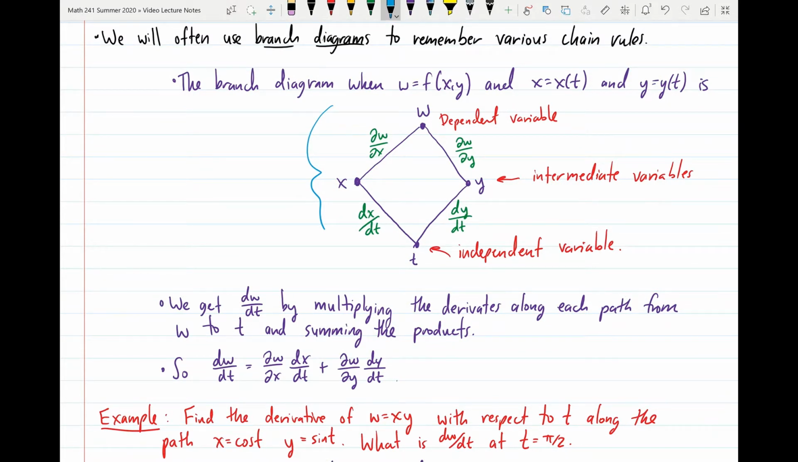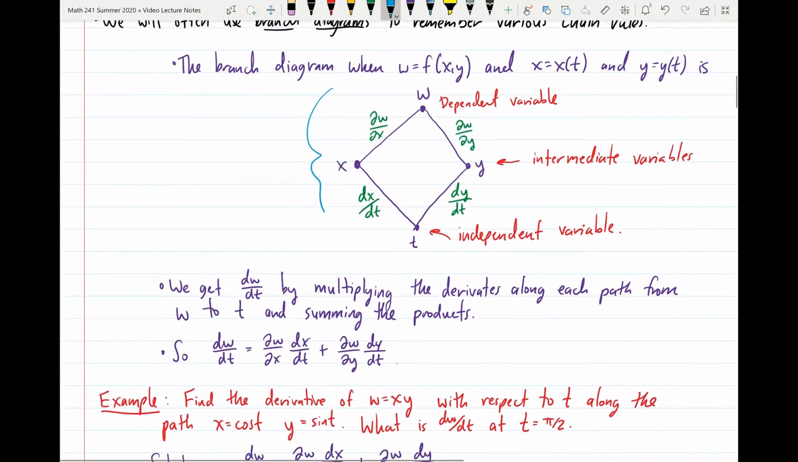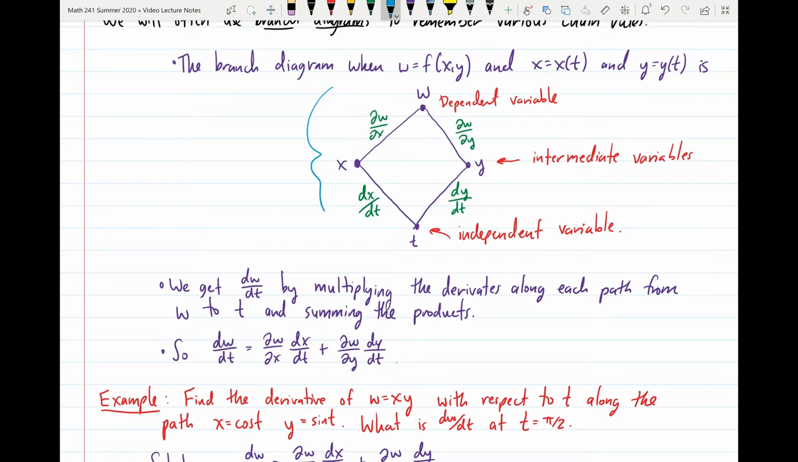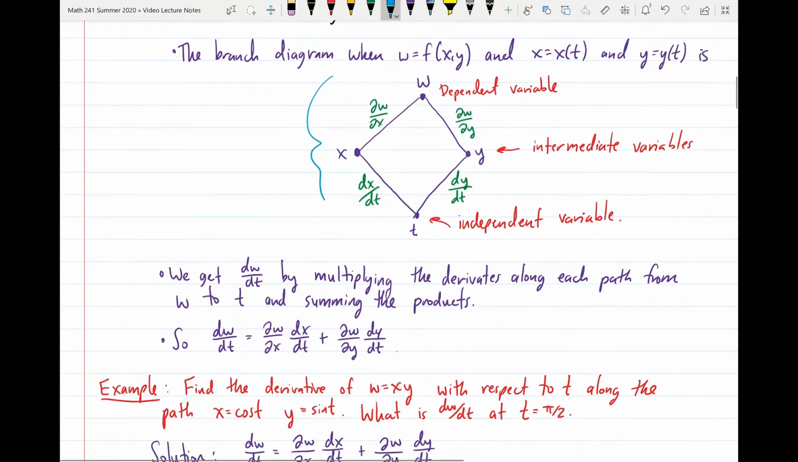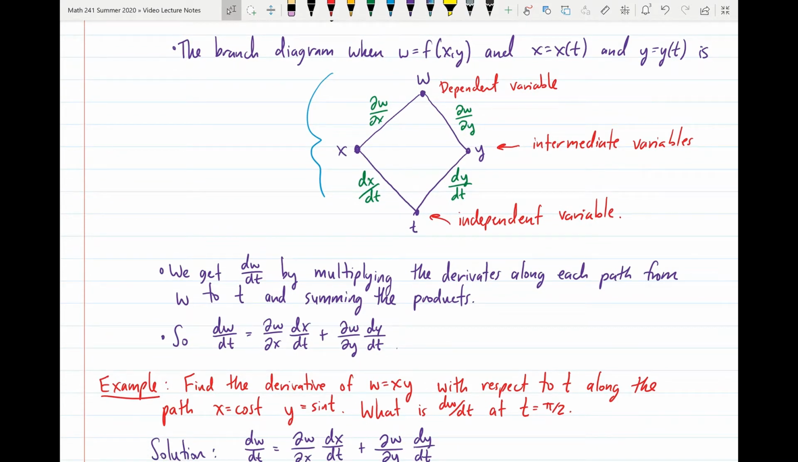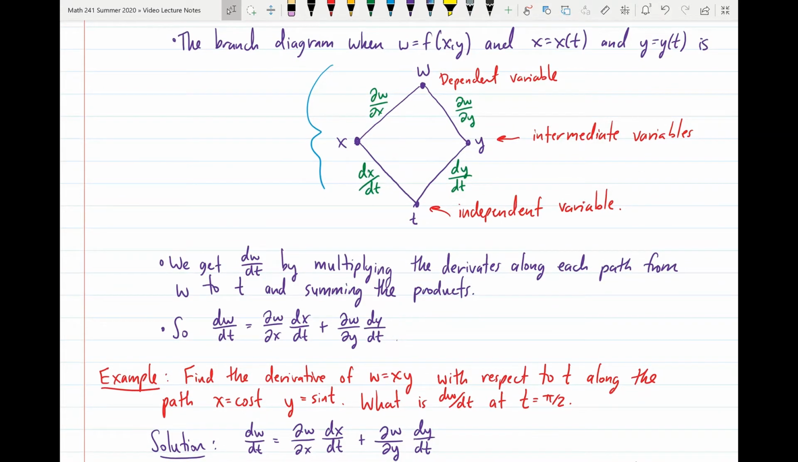And between each variable, so we start at the dependent variable and then go down to our first intermediate variable, which would be x. We're going to take the appropriate derivative along that path. So when we go from w to x, we have the partial derivative of w with respect to x. When we go from w to y, we have the partial derivative of w with respect to y. And then when we go from x to t and from y to t, we just have the ordinary derivative, dx/dt or dy/dt from Calc 1. So we're going to fill in our branch diagram like this.